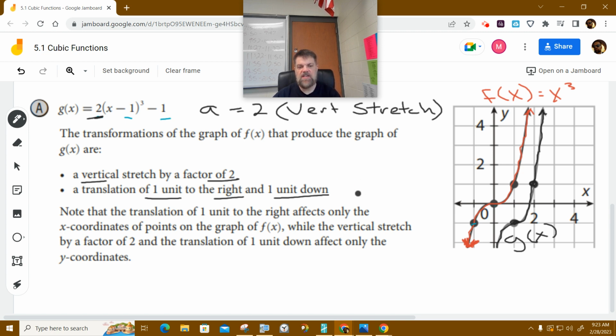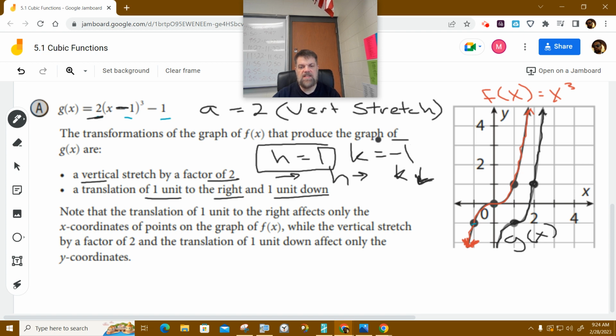What do you think causes that translation? Well, I know that k translates down, right? K is -1. And h is 1 unit to the right. Remember, it's the opposite direction. So h equals +1, k equals -1. Because h has a +1 value, that's going to be my horizontal shift to the right. Because k has a negative value, that's going to be my vertical shift down, the translation.